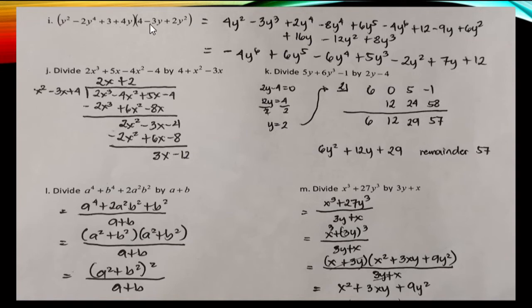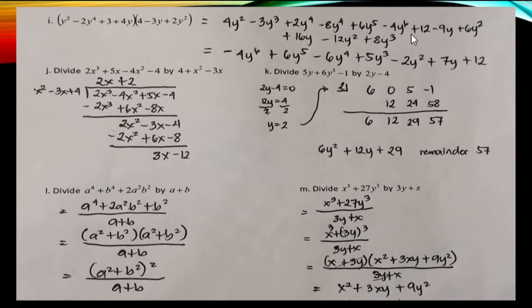Here, 3 times 4 is 12. 3 times negative 3y is negative 9y. 3 times 2y squared is 6y squared. Then, last, 4y times 4 is 16y. 4y times negative 3y is negative 12y squared. 4y times 2y squared is 8y cubed.